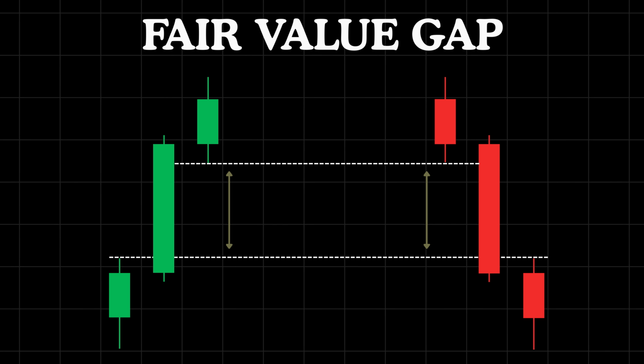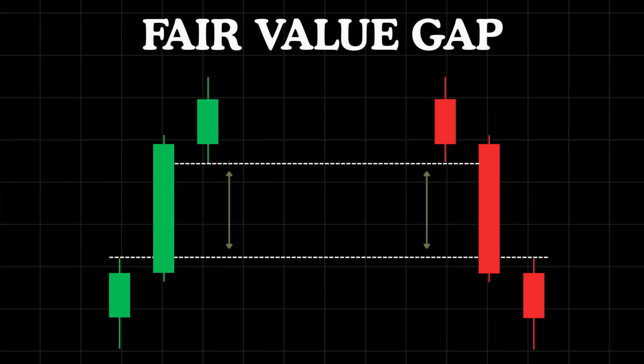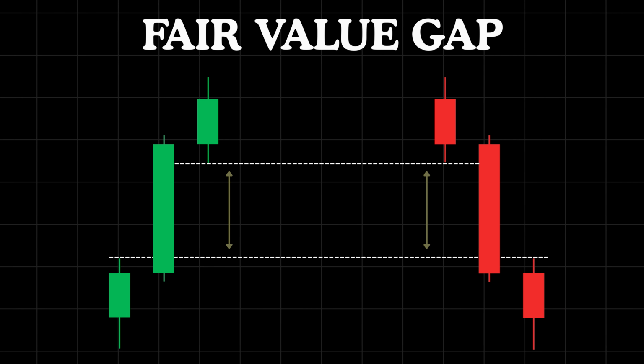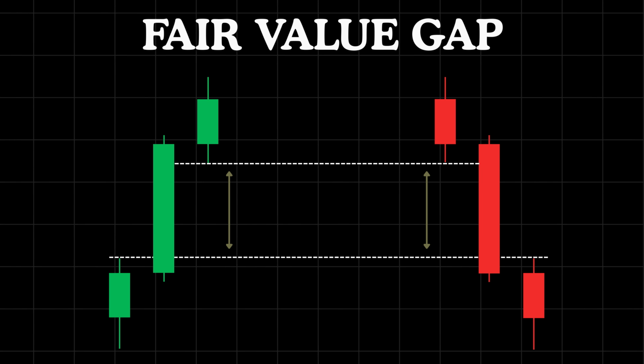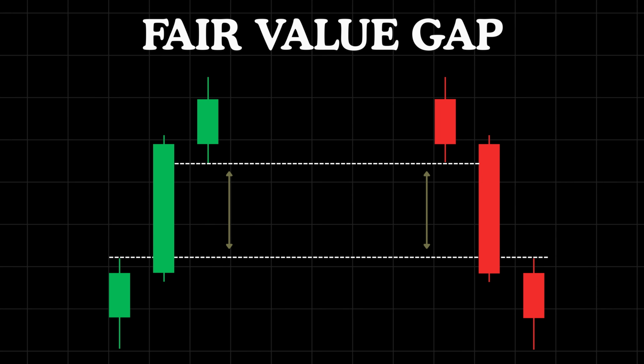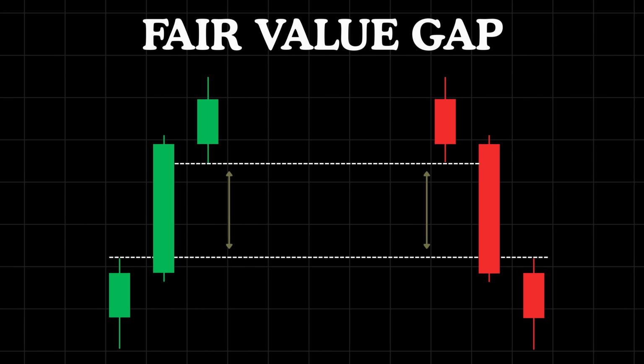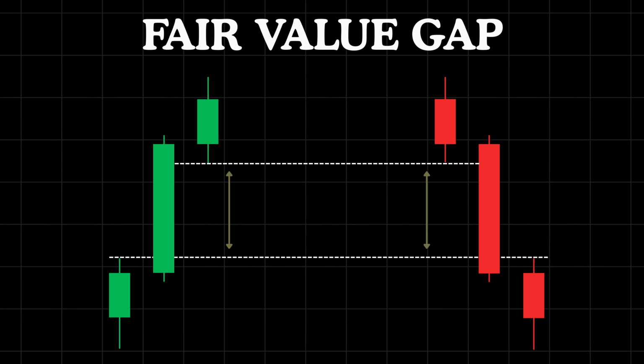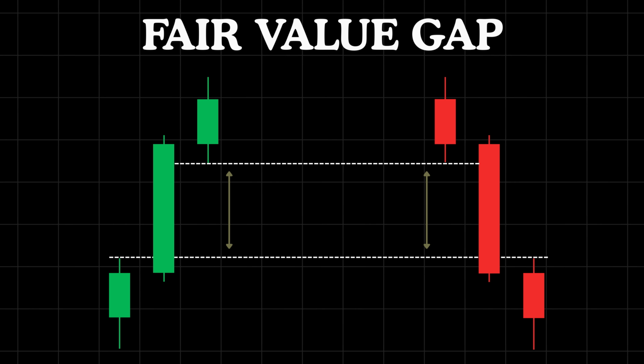The first concept is the fair value gap. It is a 3-candlestick pattern with a significant gap between the shadows of the first and third candles. With no overlap, these gaps are formed when there is an imbalance between buyers and sellers. The market often returns to these gaps to absorb the remaining orders and restore balance.